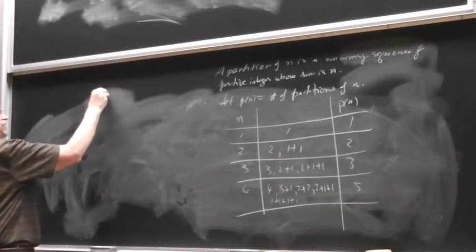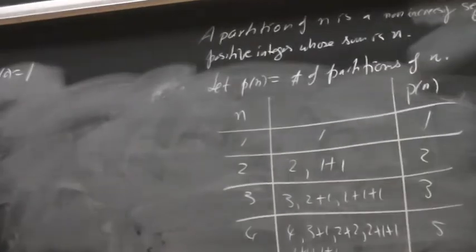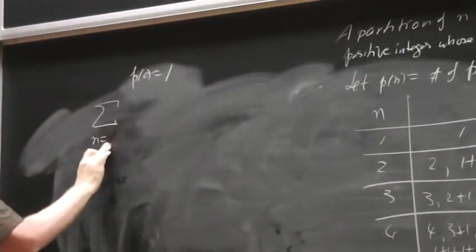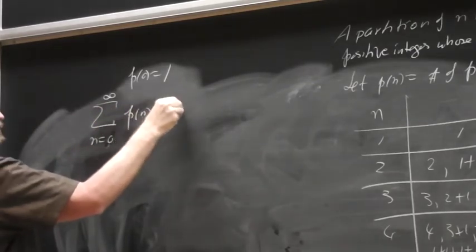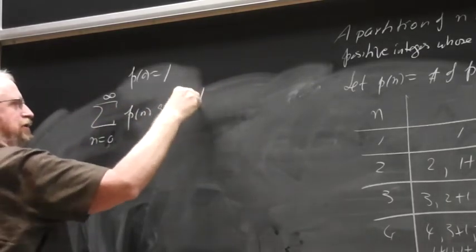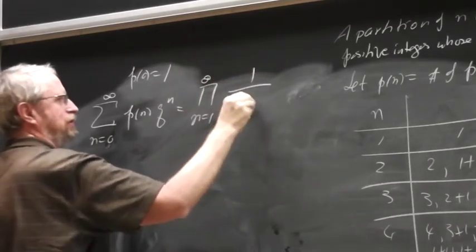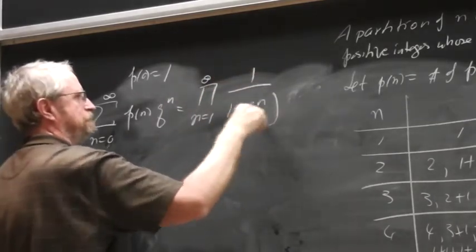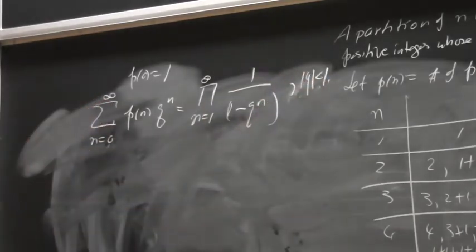The convention is to take p(0) to be 1, and if you look at the generating function, the sum from n equals 0 to infinity of p(n) q^n, this turns out to be an infinite product, the product from n equals 1 to infinity of 1 over (1 minus q^n). We're assuming the absolute value of q is less than 1.